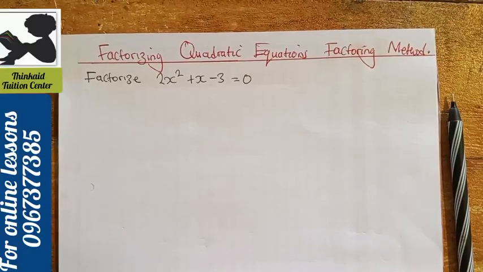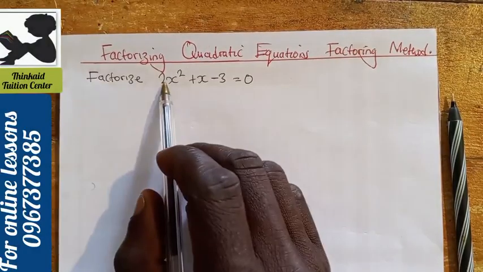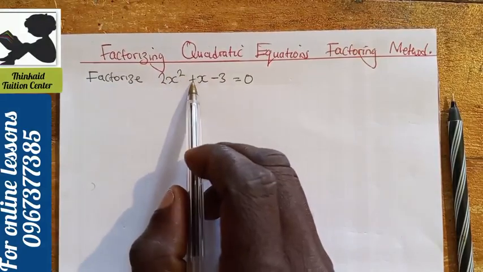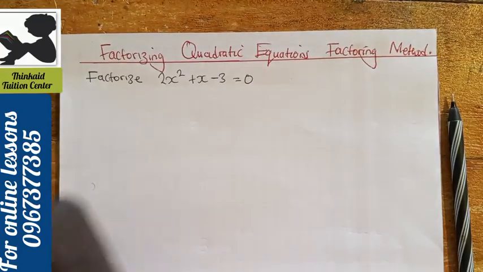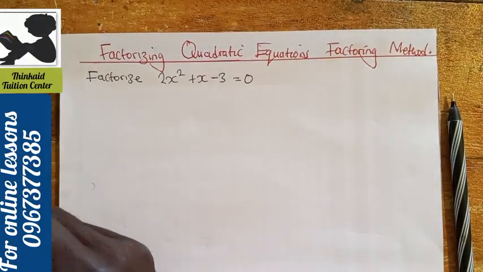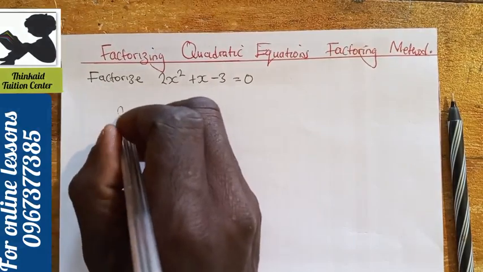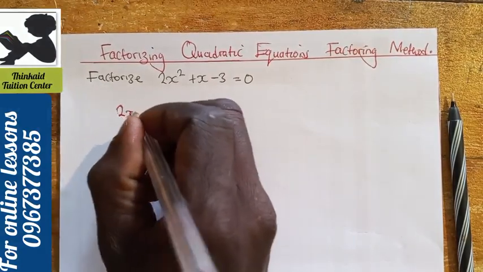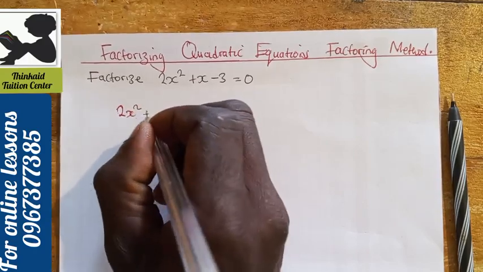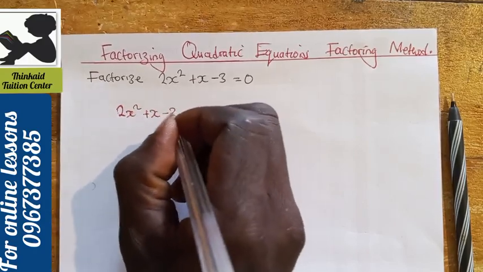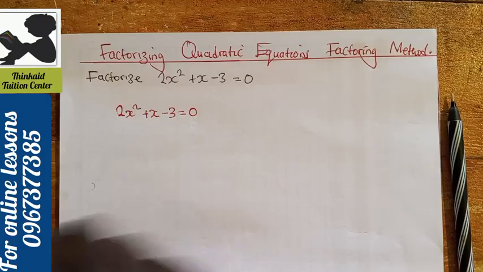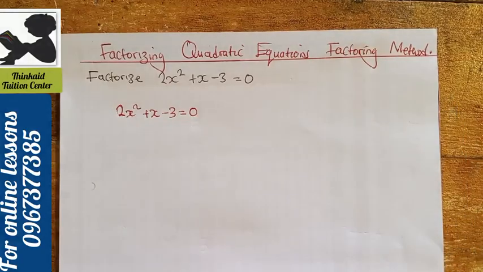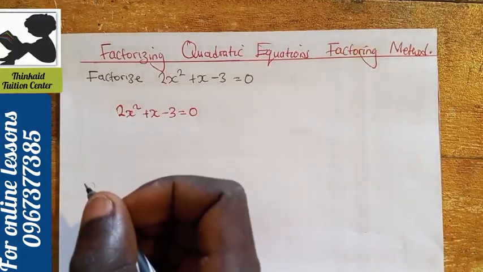How do you factorize this equation, which is 2x squared plus x minus 3 is equal to 0? So first thing, dear friends, is that once you get this equation, 2x squared plus x minus 3 is equal to 0, you need to identify where your a, b, c are.